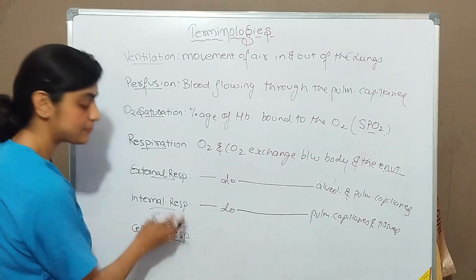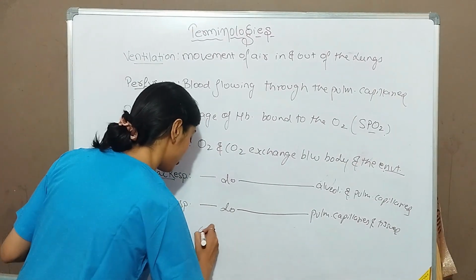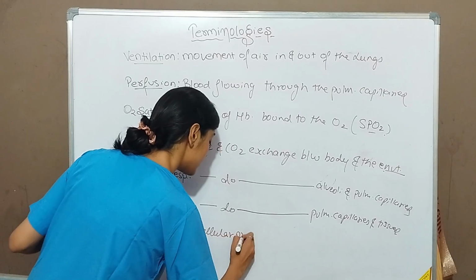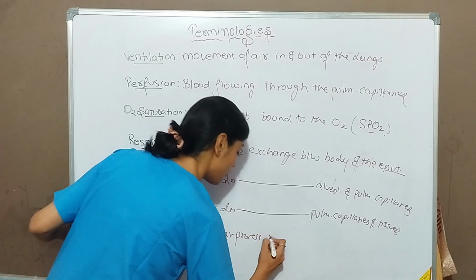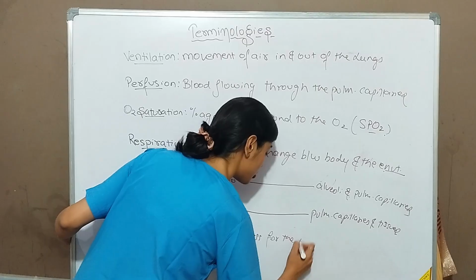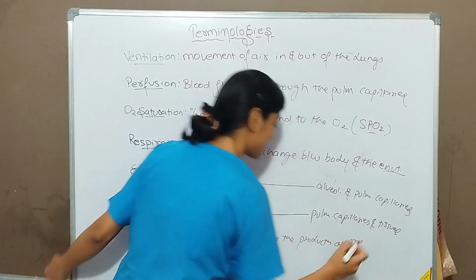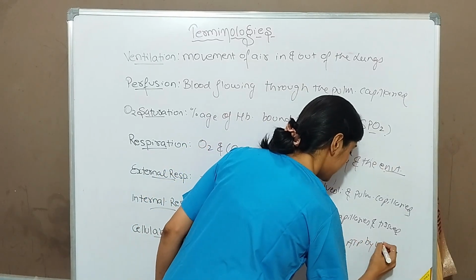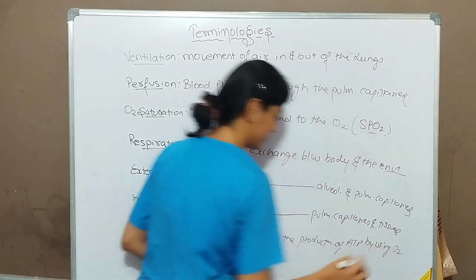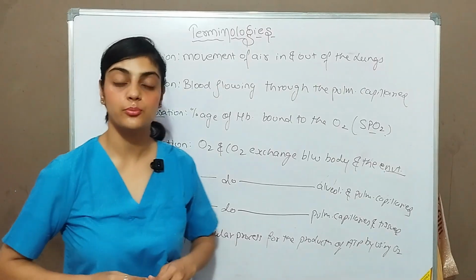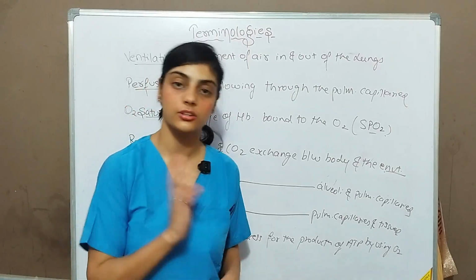Next we have cellular respiration. Cellular respiration is a cellular process for the production of ATP by using oxygen. It is a process where ATP is produced by using oxygen.